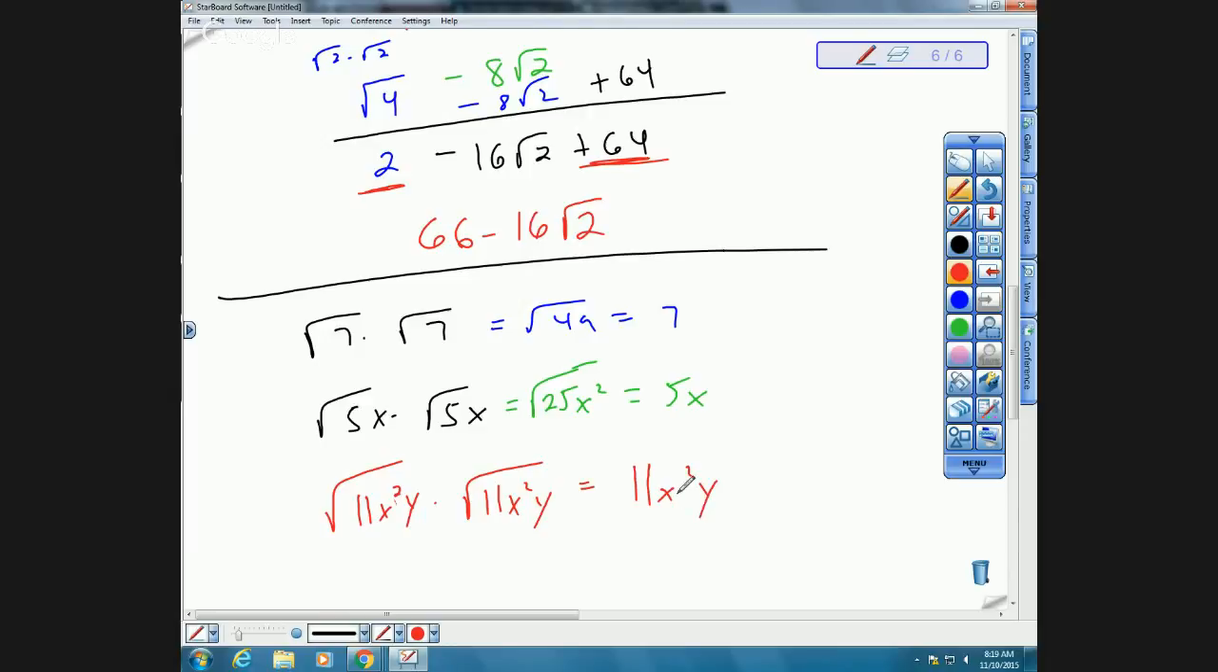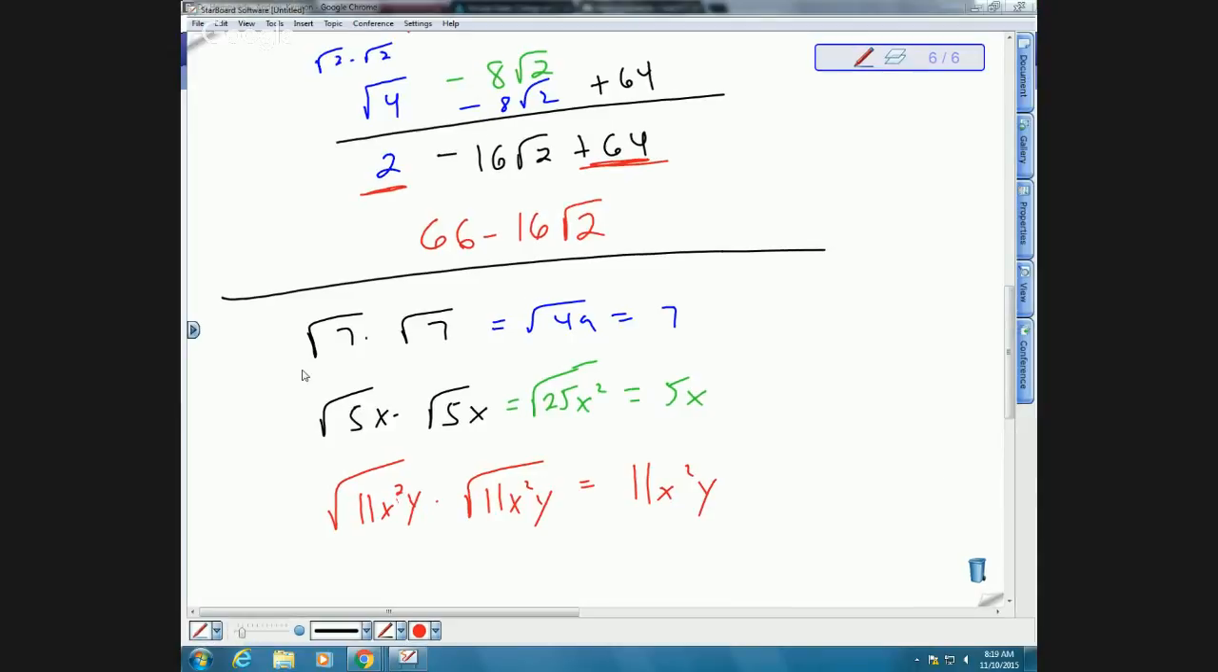And if you think about it, since we're doing jailbreak, we're looking for parity, right? So here, if I multiply these together, I have a pair of 7, so it just pulls out. I have a pair of 5x's, so it pulls out. I have a pair of 11x squared y's, so it comes out. So anytime you multiply something times itself, the radical goes away and you just have what's underneath.